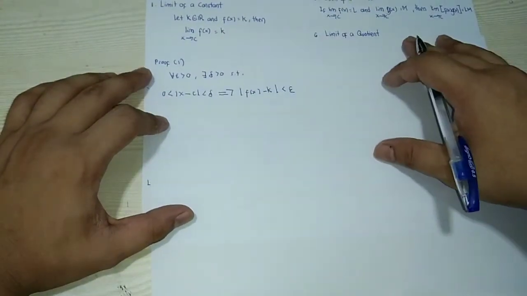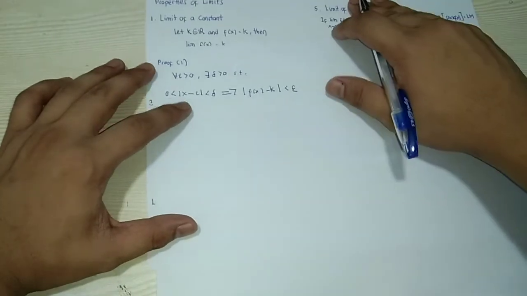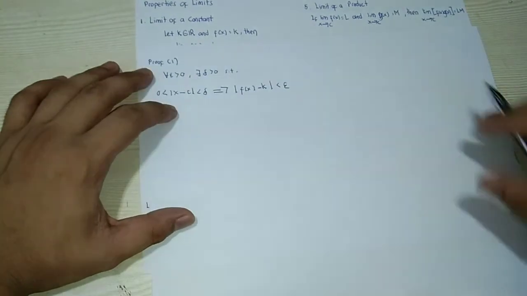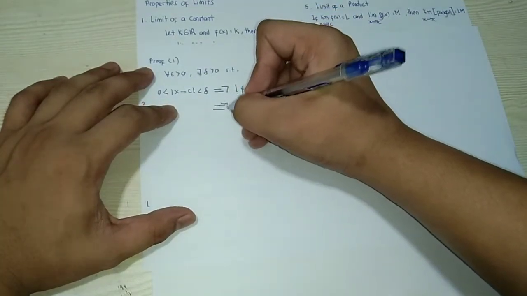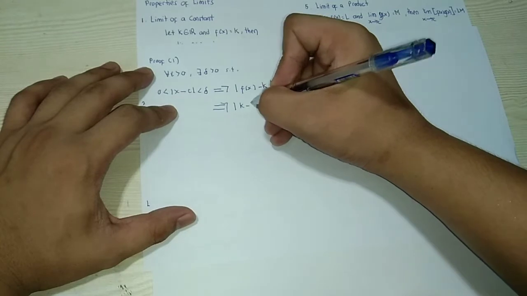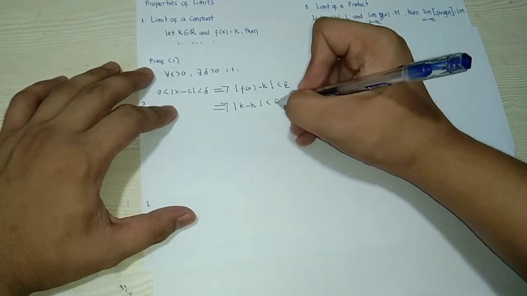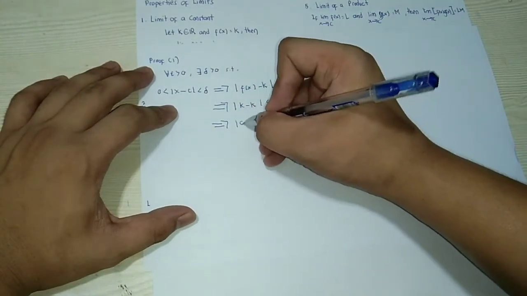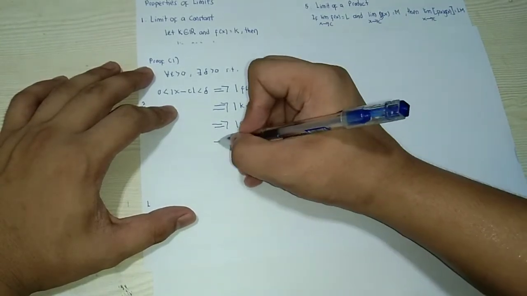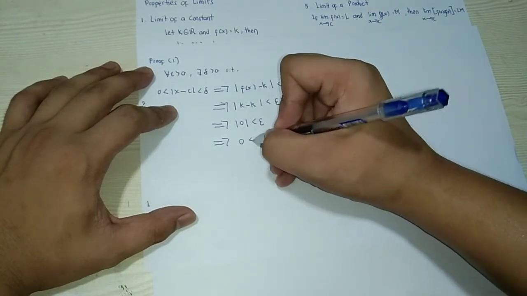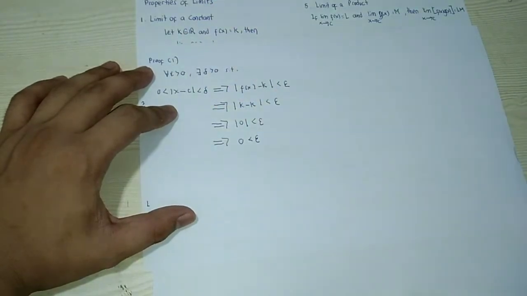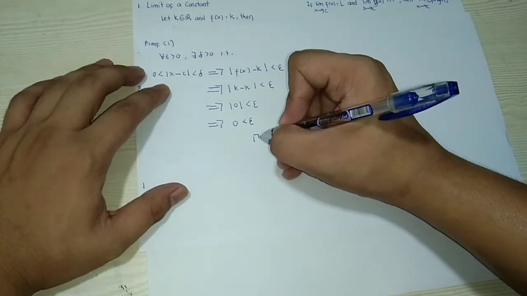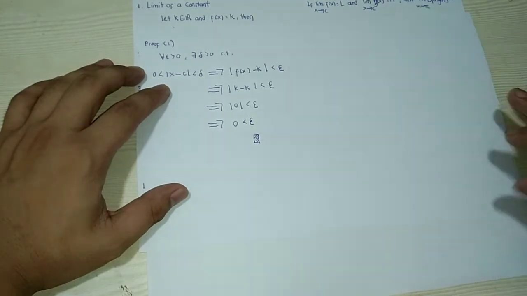Okay, so now, since according to the given, yung f of x daw natin ay equal sa k. So i-substitute natin. So this implies absolute value of k minus k less than epsilon. And then what is absolute value of k minus k? That is absolute value of 0 less than epsilon. And that is 0 less than epsilon, which is true because epsilon must be positive. Okay, so therefore, the limit of a constant is true.